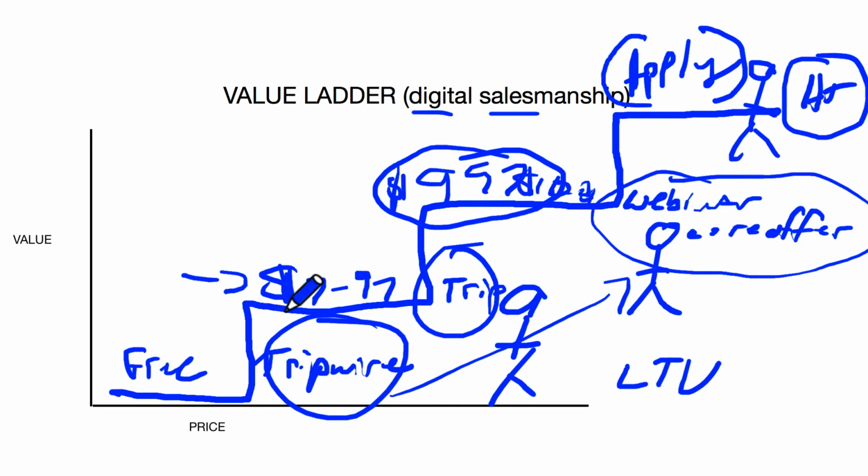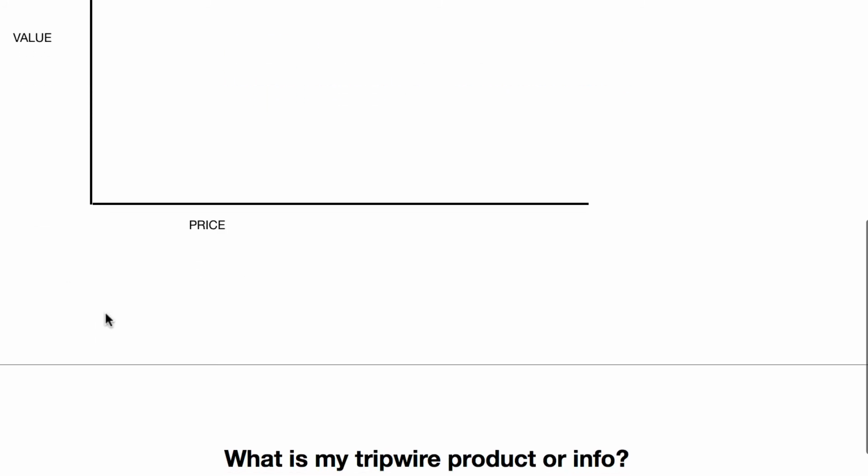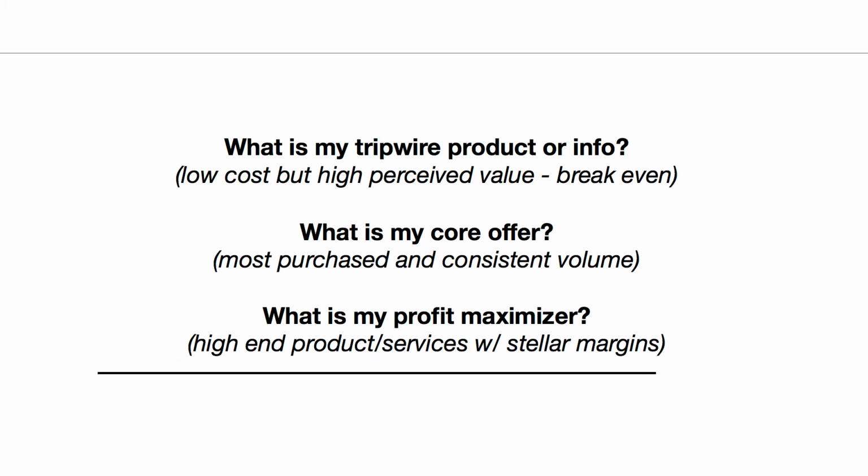Okay, so now that we have that brass tacks overview, what I want to do going forward is look at what to offer. I want you to be thinking about this as your homework before we go forward. What is your tripwire product or info? What you want to think about is what's low cost to your business but has a high perceived value to your customer. Okay, and you're okay with breaking even.